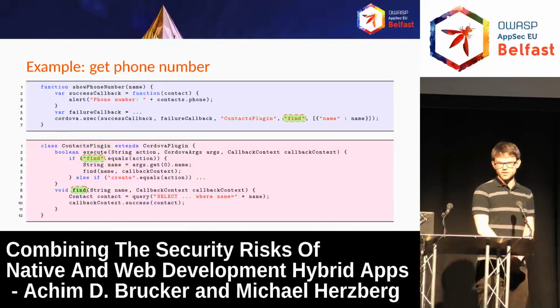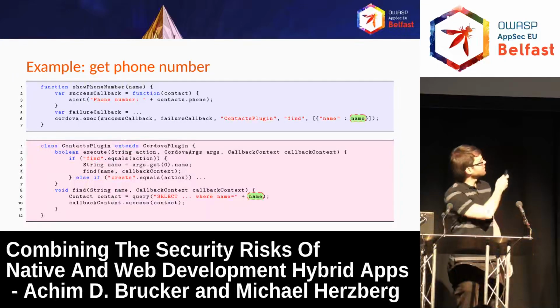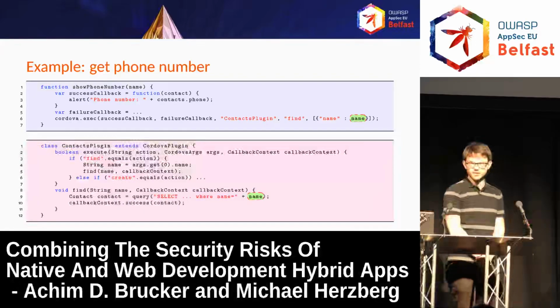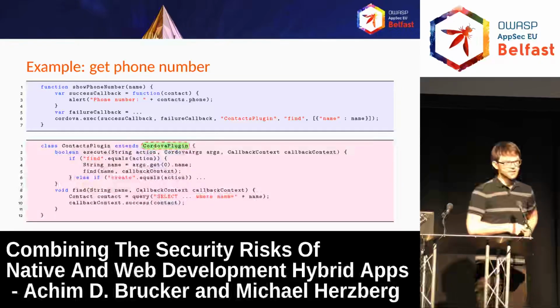Similarly, you have an action that you specify. In our case, find. We want to find the telephone number. And it also corresponds to a method on the Java side. And then finally, you have an argument, in our case the contact name, that you see on the Java side goes into a simple SQL query that finally retrieves the telephone number. And the Java side extends the class CordovaPlugin, so it can provide this feature by implementing the execute method.